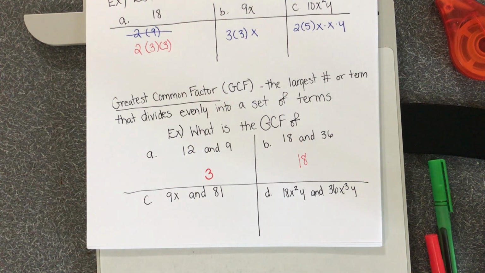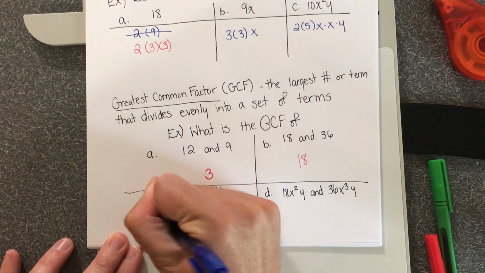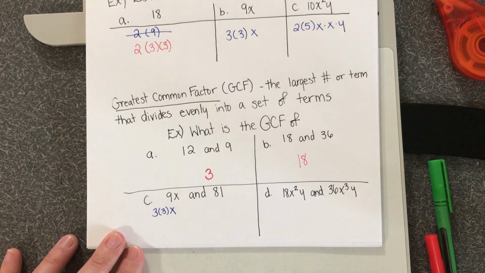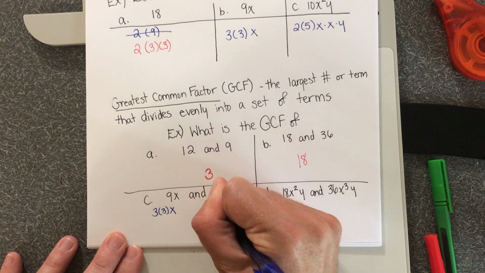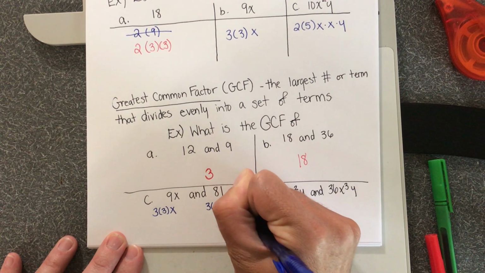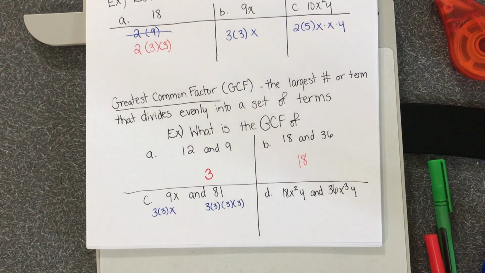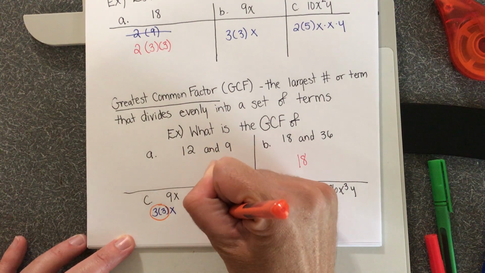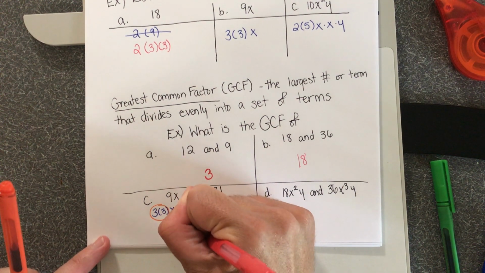And let me show you by listing out the factors. So 9 can break down to 3 times 3 times x, and 81 breaks down into 9 and 9, but every 9 has 2 3s. So what are all the common factors? What do both of these have in common? They have the 2 3s in common. So we have a GCF of 3 times 3, or 9.